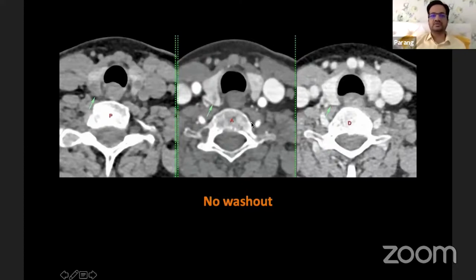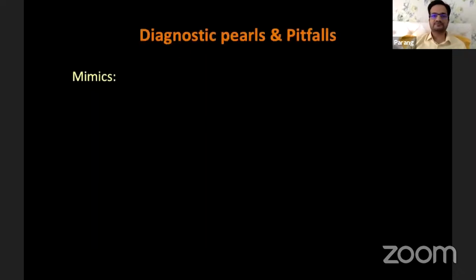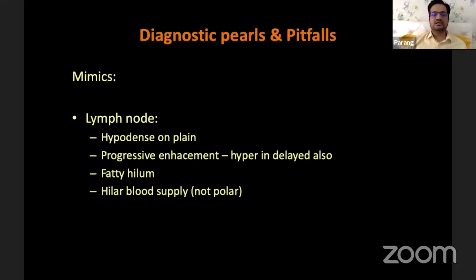And there was a drop in the parathyroid level also just after removing the first gland on the left side. So like I said, putting every finding together, CT scan will practically give you the answer in all situations. Lymph node is another mimic, but they are also hypodense on plain studies, but they show progressive enhancement. They will not show washout on the delayed phase.